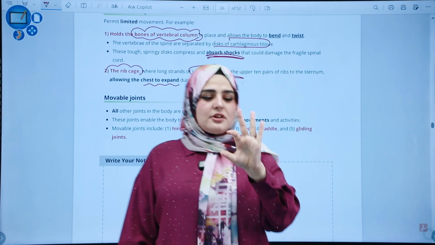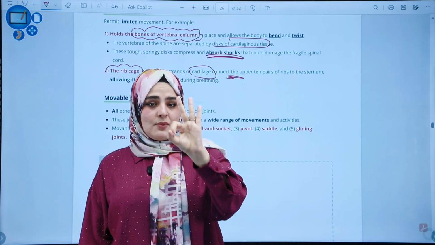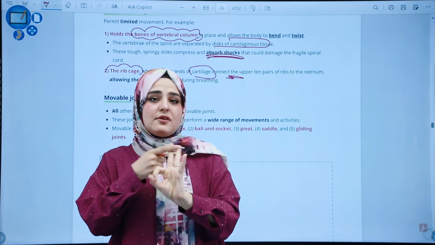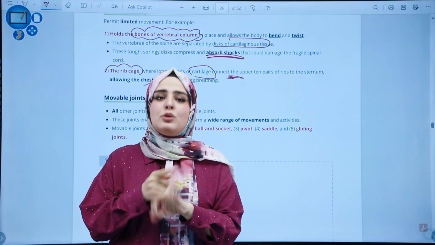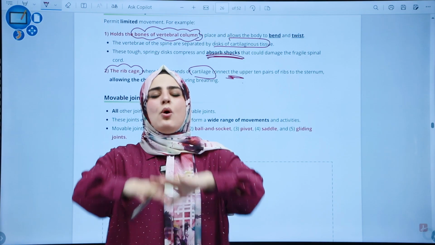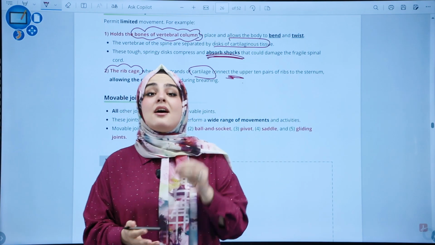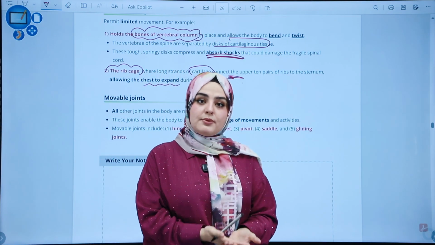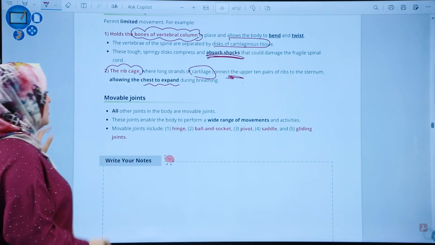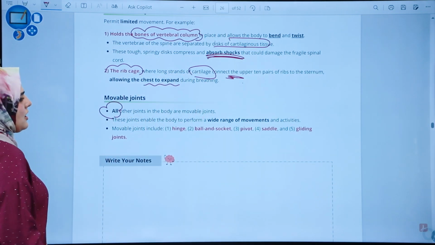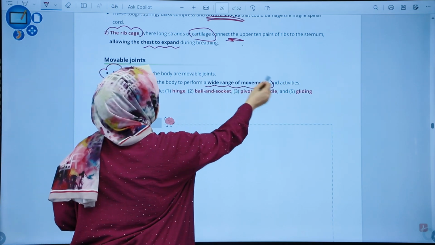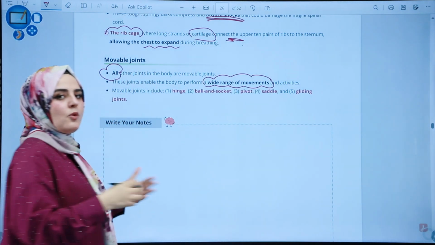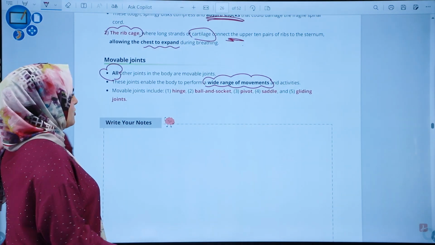So according to us, we have three types of joints. Fixed joints have one example, and semi-movable joints have only two examples. All of the other types of joints are under one category, which is the movable joints. They have a wide range of movement, which means they can move in various directions and orientations.